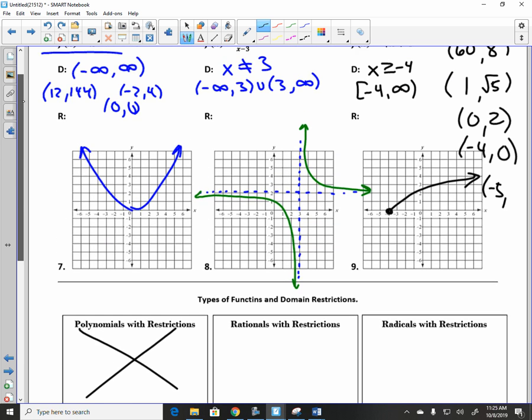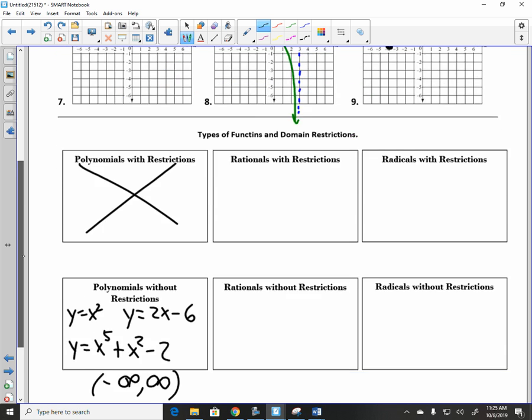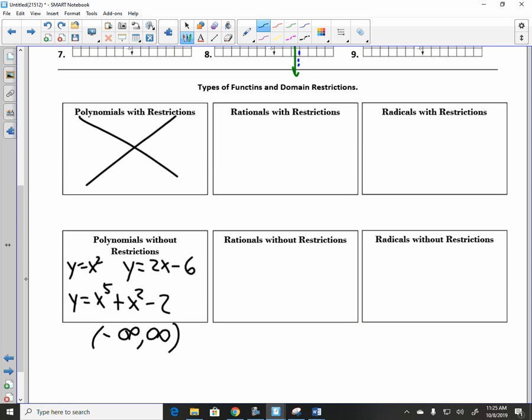But rational functions like this, you can't divide by 0. So rational functions have restrictions to the domain, say 4 over x minus 1. What could x not be in that situation? 1. Or say 3 over x squared minus 9. What can x not be in that situation? 3 or negative 3. You've got two situations there.